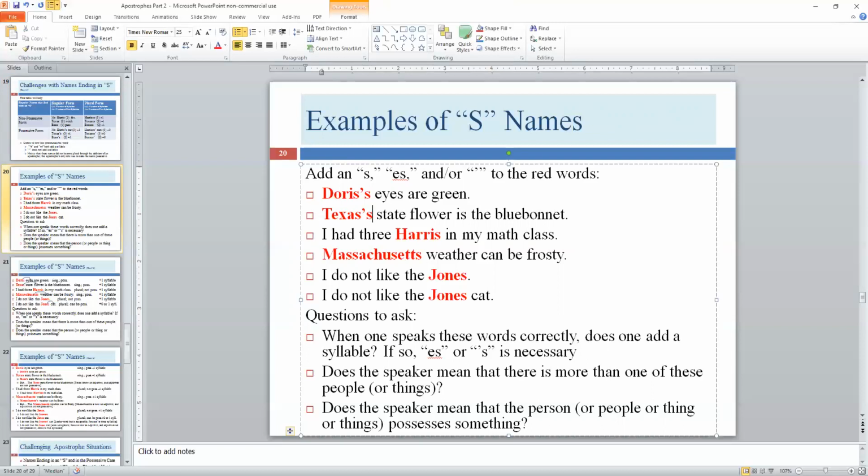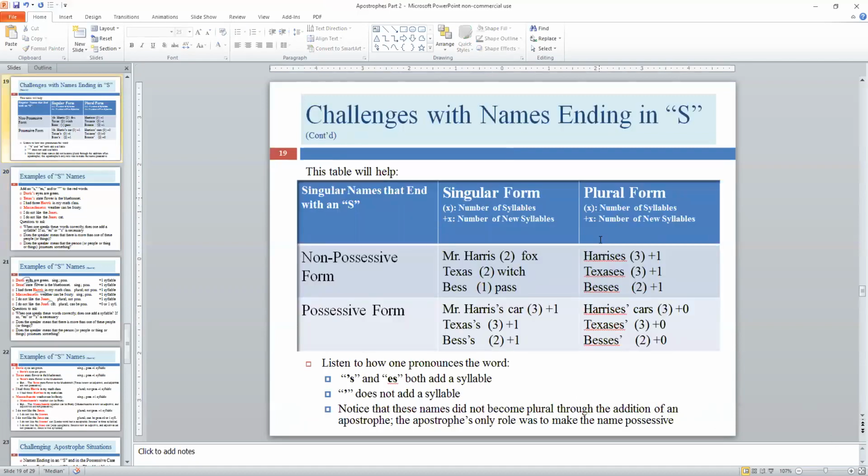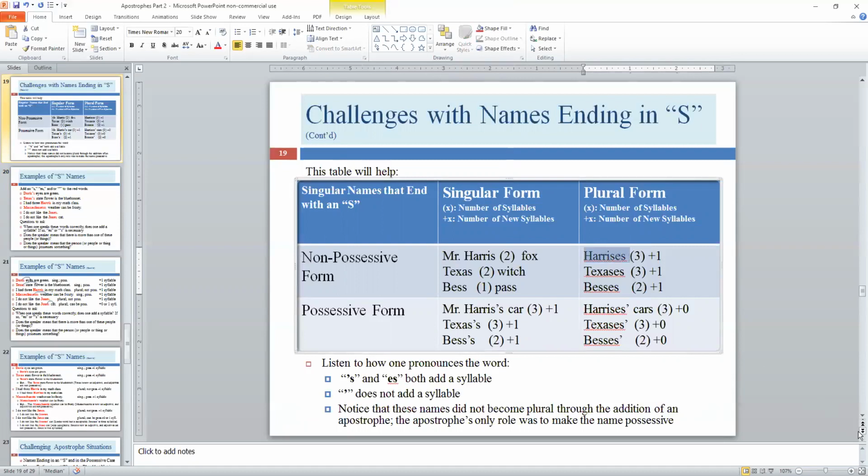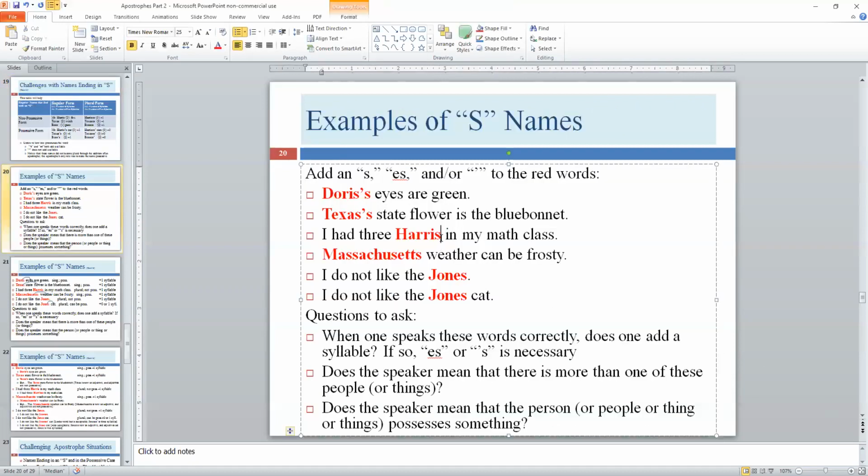I have three Harrises in my math class. Okay, we can see the word immediately after Harris is a preposition. So it's not in possessive case because three Harrises can't possess the word in. That doesn't make any sense. And we know that with the word three that it's plural, so it's going to be plural non-possessive. Plural non-possessive. So this is the form that we need. So we need to add an ES. I have three Harrises in the class.